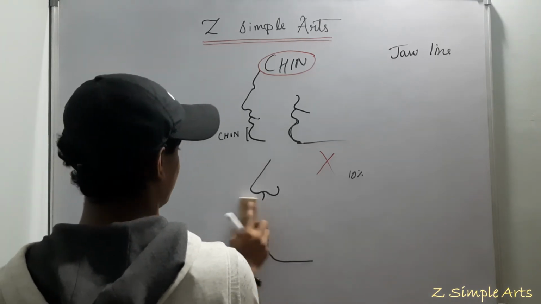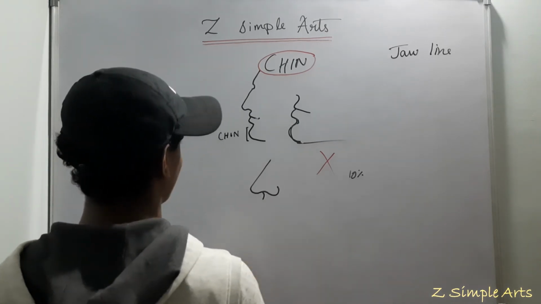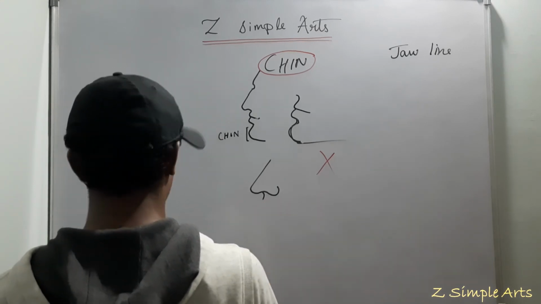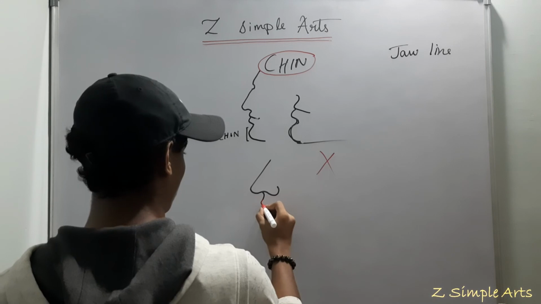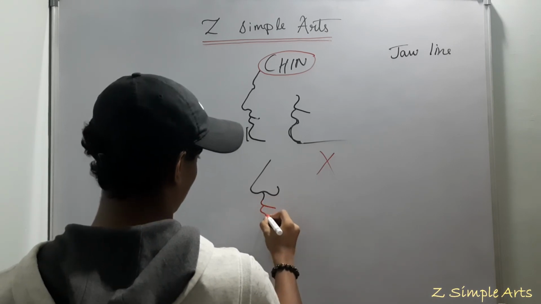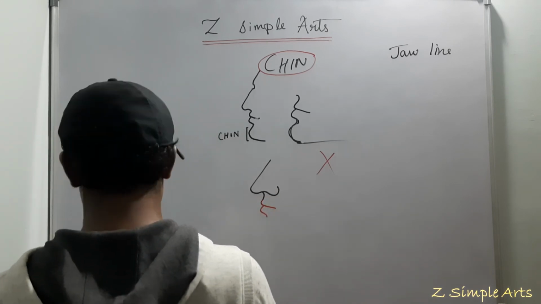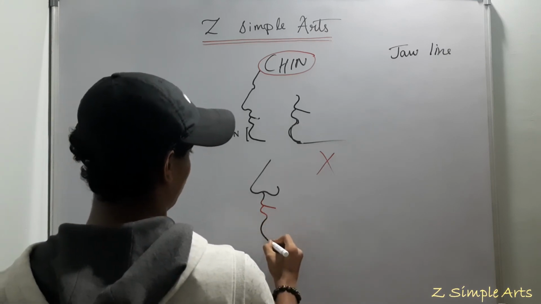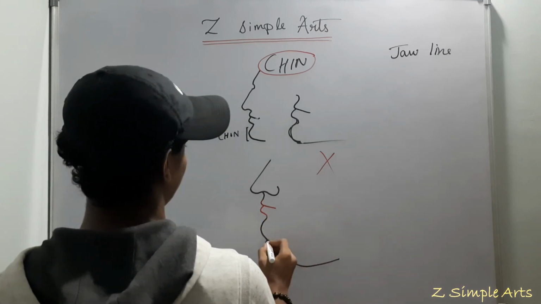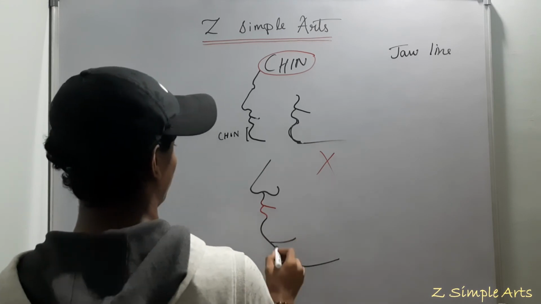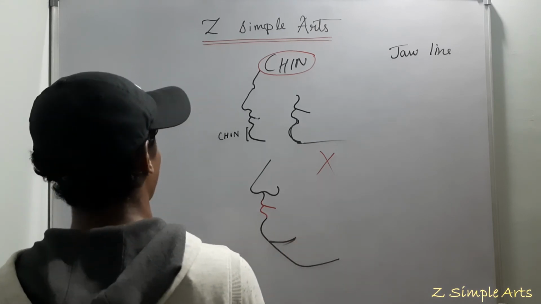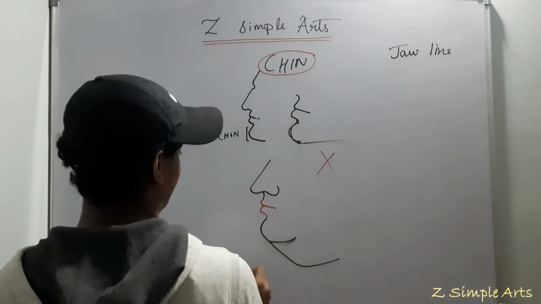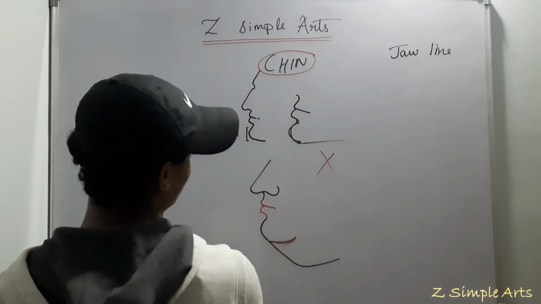So this is the one mistake when you are trying to do the chin from the sideways. The next mistake is when you are trying to do the chin, don't do a double chin. Many people make this mistake wherein they don't know exactly how to end the chin. This mistake is terrible.